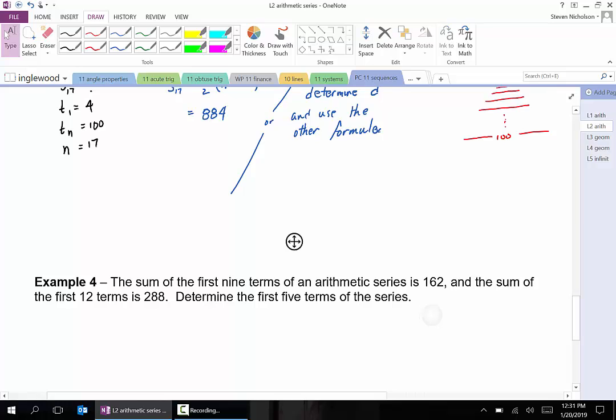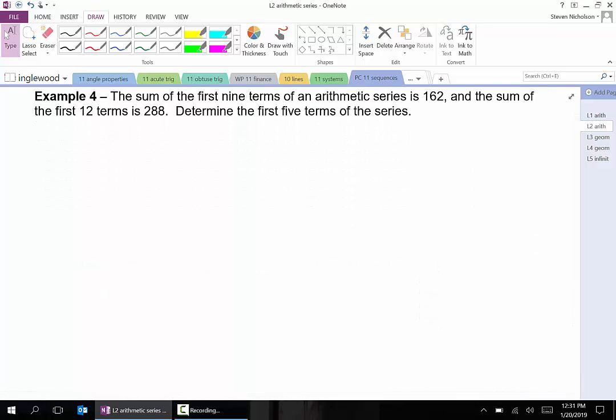And then finally, the last example is an example like we did in the last unit, so it's going to be a similar solution. So the sum of the first 9 terms of an arithmetic sequence is 162. We don't know what they are, we don't know where they start. We just know there are 9 terms, and they add to 162. And the sum of the first 12 terms is 288. So we know it's the exact same series, and we know that the first 9 add to 162, and then the first 12 add to 288. And what we want to figure out is determine the first 5 terms.